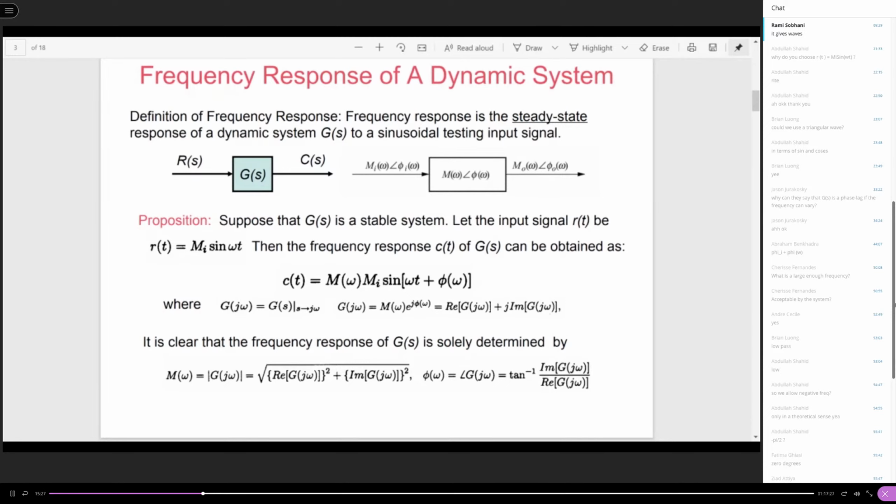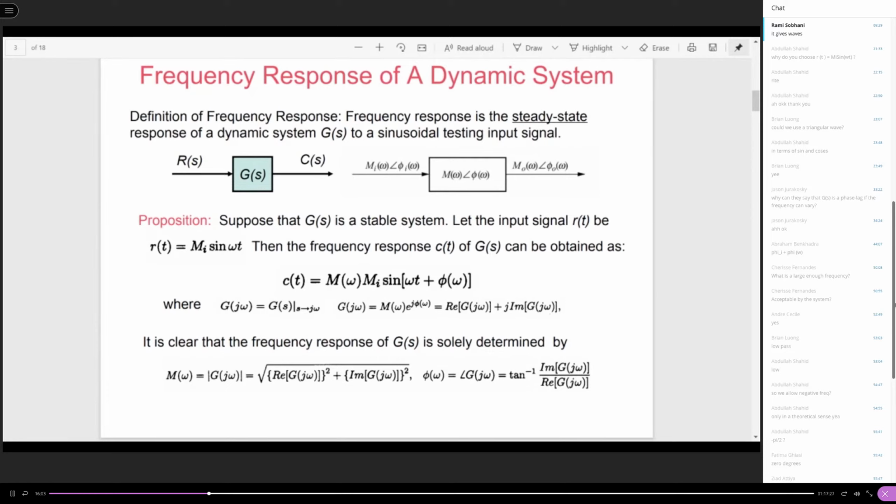So you can simply think of the transient as just a process. The system has to go through that process, so it does not mean too much. What we exactly mean is the steady state. So this frequency response is defined to be the steady state. But you see, here this is the sinusoidal testing input signal. So you might want to ask, why is the frequency response, a steady state response, so important?